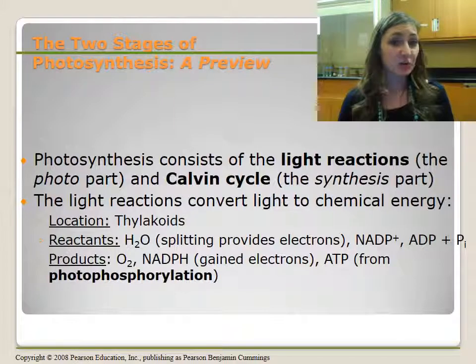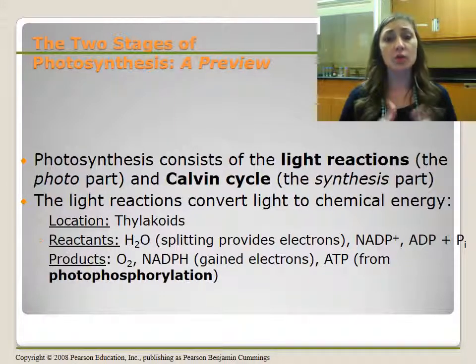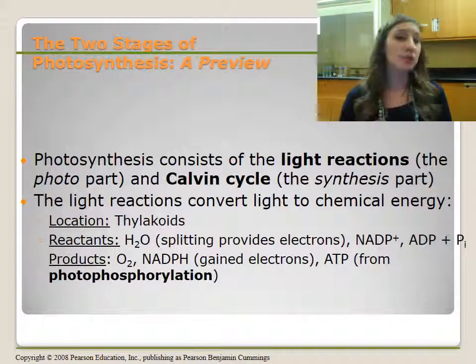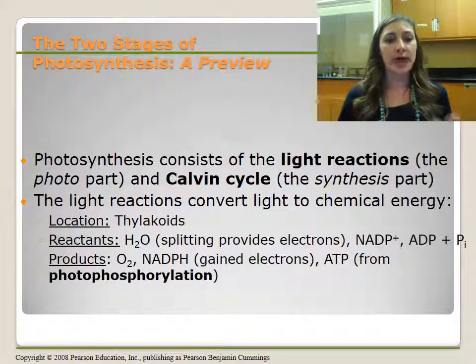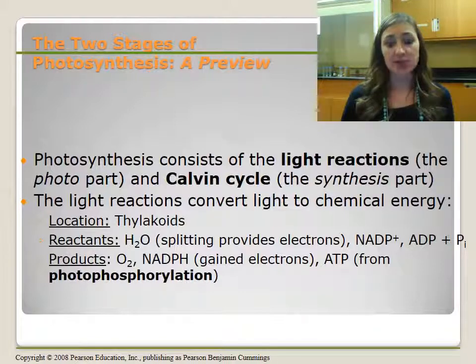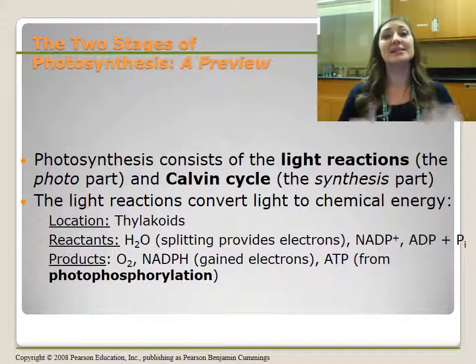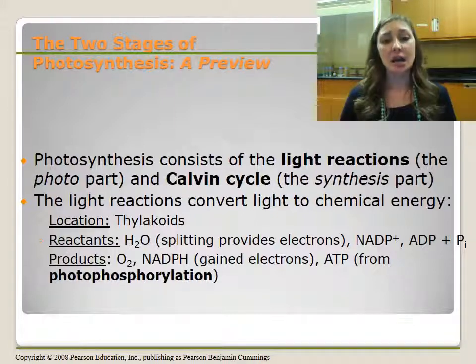This happens in the thylakoids. The reactants are water, and when water splits into hydrogen and oxygen, that's where you get your electrons from. You need to start with an electron carrier, NADP+, and you also need ADP and an inorganic phosphate. We produce, as results of the light reactions, oxygen, NADPH. Okay, so that is the electron carrier that has picked up 2 electrons and picked up 1 hydrogen ion, and ATP, which happens from photophosphorylation. So that is using sunlight to take your inorganic phosphate and add it to ADP.